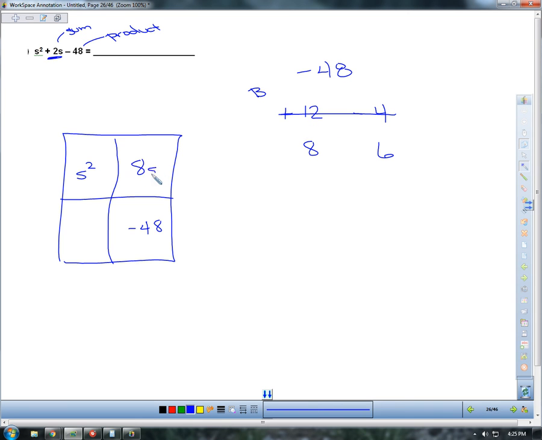Alright, so we'll put those in, and that's negative 6. s's go here. Well, 8s divided by s is 8. Negative 6s divided by s is negative 6. Negative 6 times 8 is negative 48. So we know that our factors are s plus 8 times s minus 6.